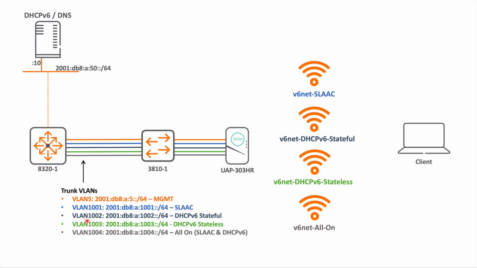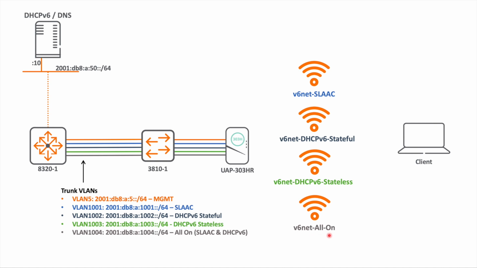Then looking at the next one, 1002, I've set the CX configuration up for DHCPv6 Stateful. Next one, Stateless. And then the final one, I thought I would combine everything so we have SLAAC and DHCPv6 Stateful turned on this VLAN. And then to emulate a more modern approach to networking that you'll see in today's campus LANs, I've tied those VLANs to 4 different SSIDs here. So we've got this V6net SLAAC tied to the VLAN 1001, Stateful to 1002, Stateless to 1003, and then this V6net all on to 1004.